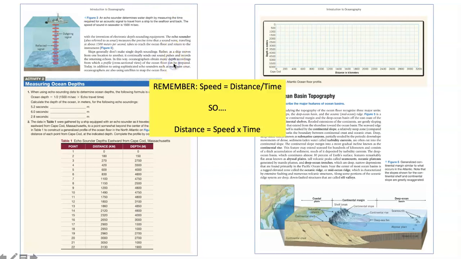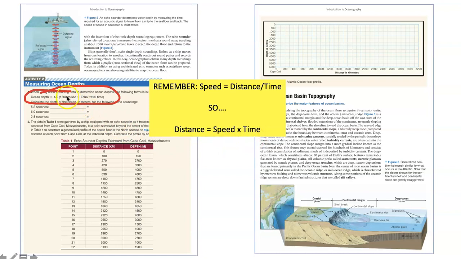So remember, this is coming from a familiar formula, speed equals distance over time. But in this case, what they don't know is the distance. So you need to rearrange this equation by multiplying both sides by time, and distance equals speed times time. The equation they use is right there. Ocean depth, which is distance, is, and let's ignore this half for the moment, 1,500 meters per second, that's the speed of sound in water, and the echo travel time, that's the time.